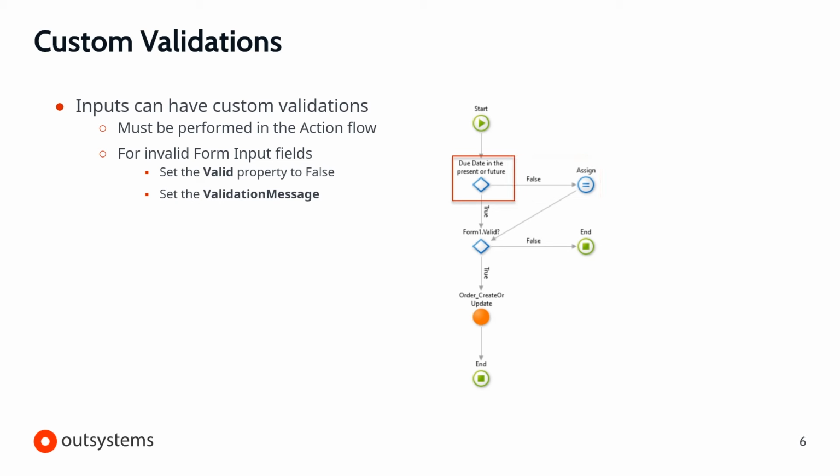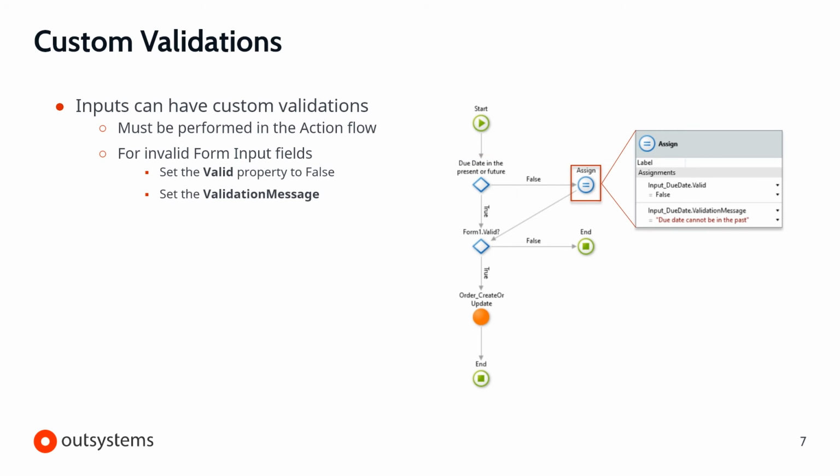Custom validations can be implemented with an if. That if is a condition that verifies if the input field has a valid value. If it doesn't, then the flow branches to an assign where the valid property of the input field should be set to false and a validation message should be defined. The validation message should be clear enough to explain to the user why the input is not valid and how to fix the error.